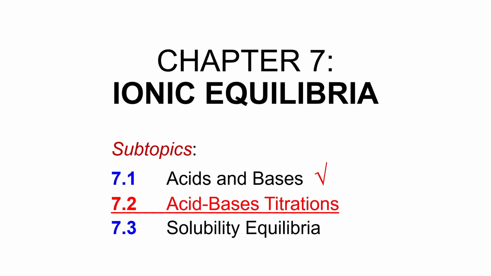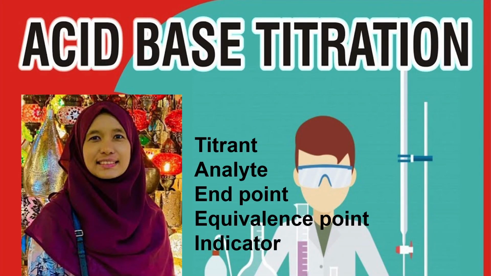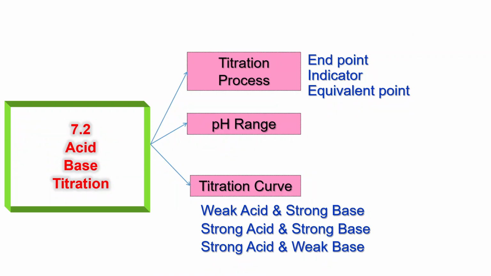So, acid-base titration. We have these familiar words in titration: titrant, analyte, endpoint, equivalent point, and indicator. We are going to use and define these words in this subtopic. So that is the first part.